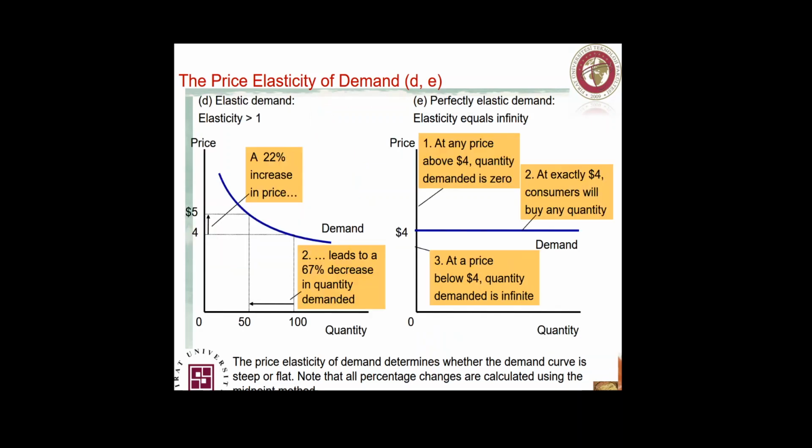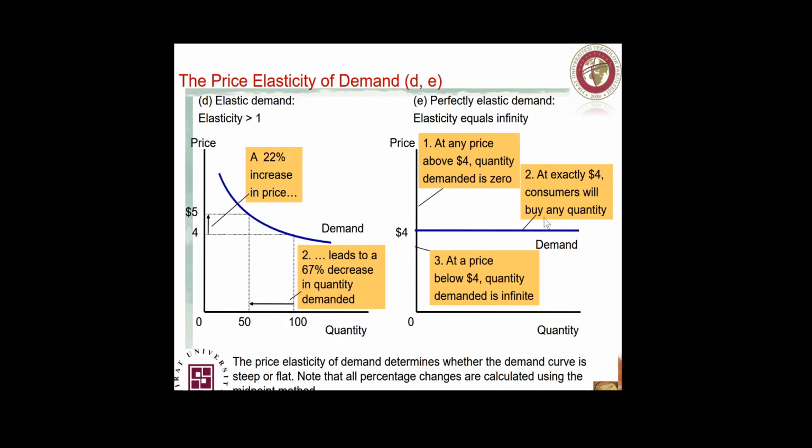Okay, let's take the last two graphs. Elastic demand, as I said, is greater than 1, and the curve is flatter. It's going flat. The curve is not steep like the previous one. So in this case, the percentage of the change in quantity demanded is higher than the percentage of the change in the price.